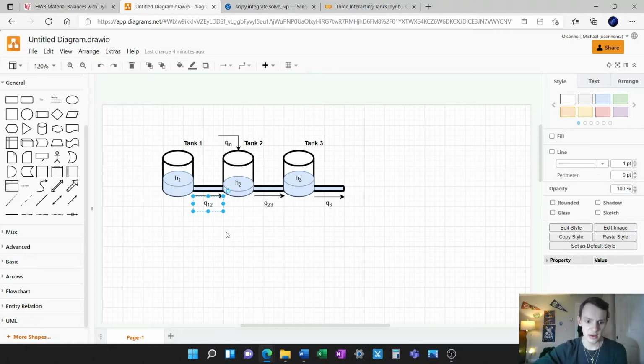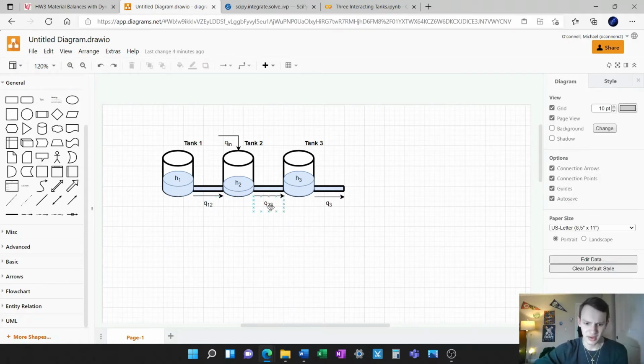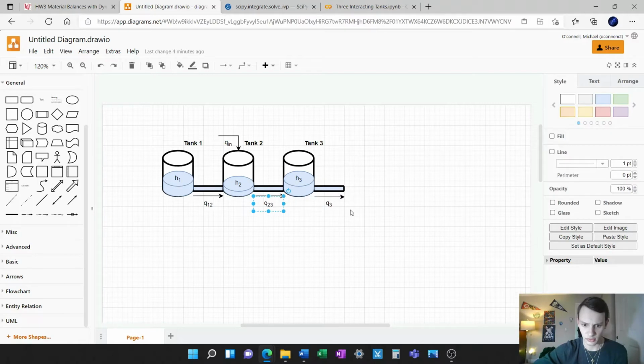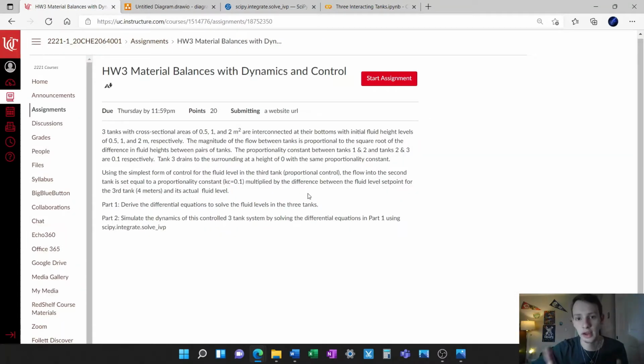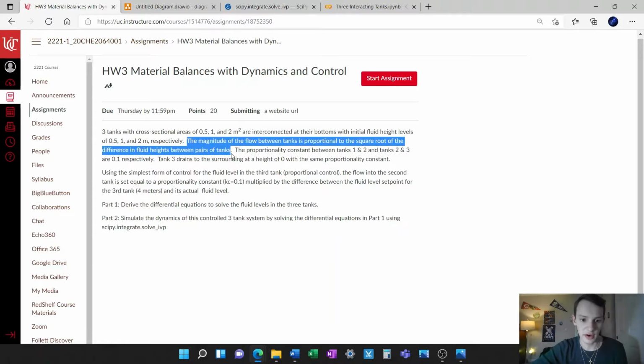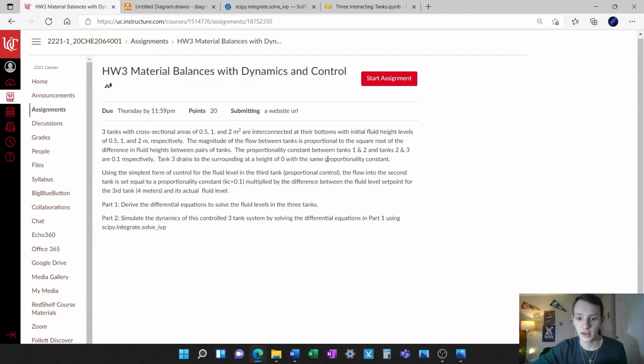So that is what I would like to start with. Obviously, we have the same thing with Q2 and 3, and then Q3 just goes out to the surroundings, and that's, again, from this third tank over here on the right. Now we're ready to write equations to describe the flow between our three tanks. And in this problem, they give us this very, very important statement here, which is the magnitude of the flow between the tanks is proportional to the square root of the difference in fluid heights between the pairs of tanks.